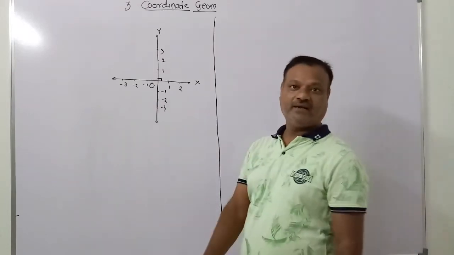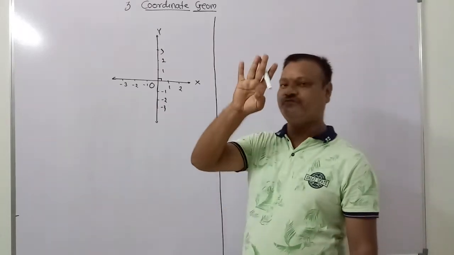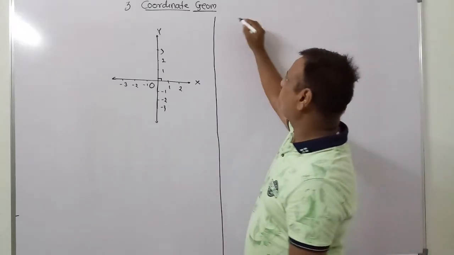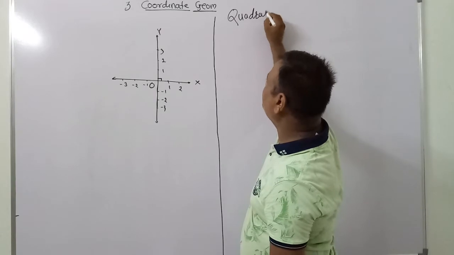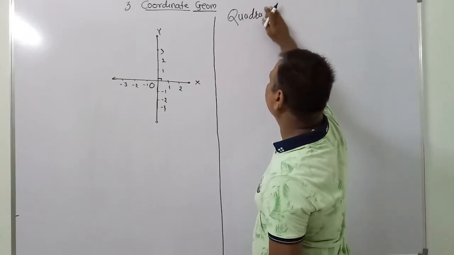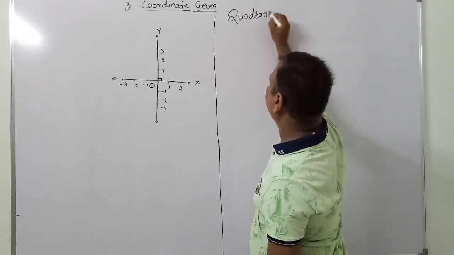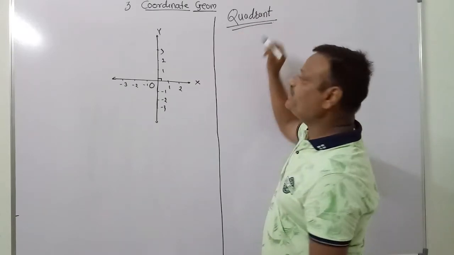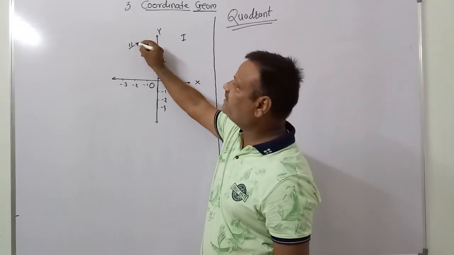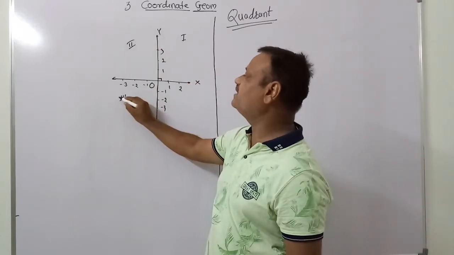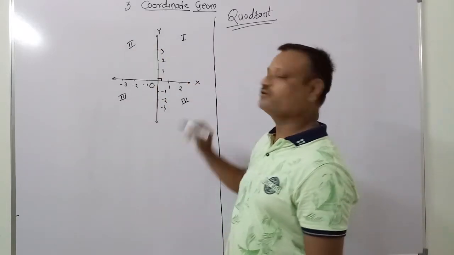Now the plane is divided into 4 parts. Each part is known as a quadrant. What did we call it? Quadrant. This is your first quadrant, this is your second quadrant, this is your third quadrant, and this is your fourth quadrant.